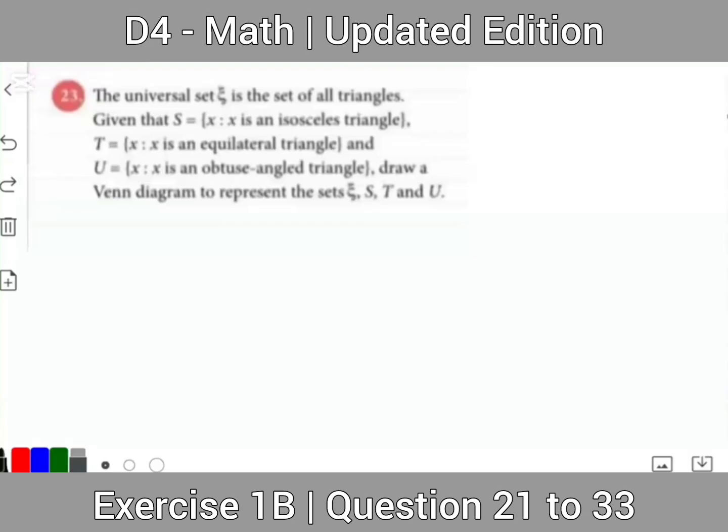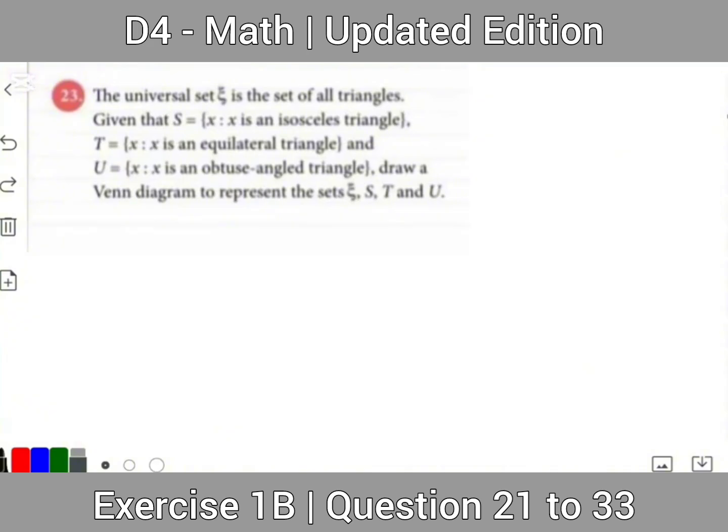Now, in question 23, the universal set η is the set of all the triangles, given that S is equal to {X such that X is an isosceles triangle}, T is equal to {X such that X is an equilateral triangle}, and U is {X such that X is an obtuse angled triangle}. So we have to draw a Venn diagram to represent the sets η, S, T, and U. So first we will see what an isosceles triangle is. An isosceles triangle is a triangle having two sides of equal length.